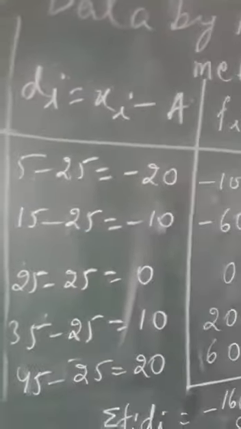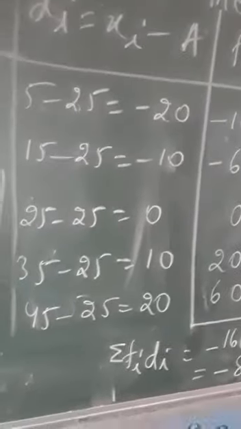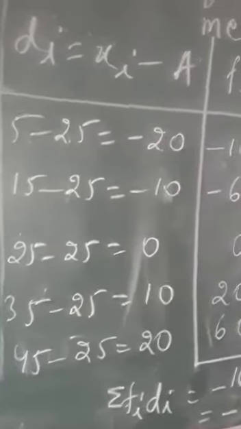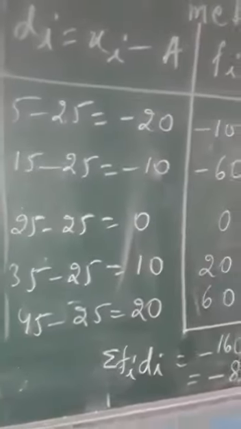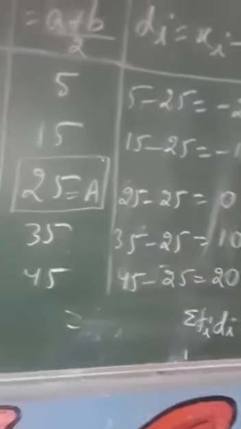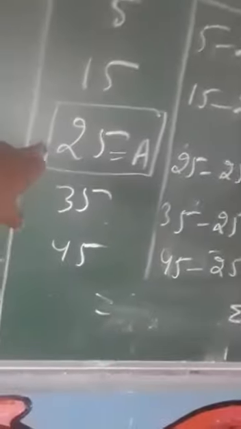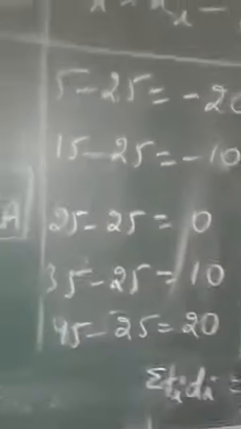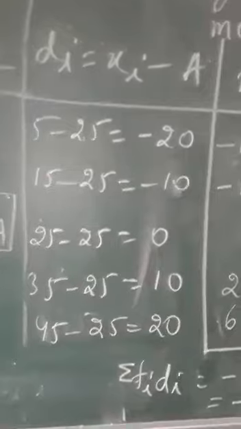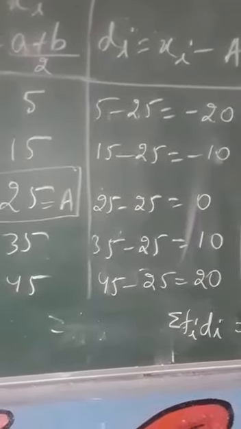Now we have to find di. Di is the difference of each xi and assumed mean. Di is the difference of 5, which is the value of xi in the first term, and assumed mean 25. 25 is assumed mean, and 5 is the first term. So we have to find the difference of 5 and 25. When we will find the difference of 5 and 25, we get minus 20.